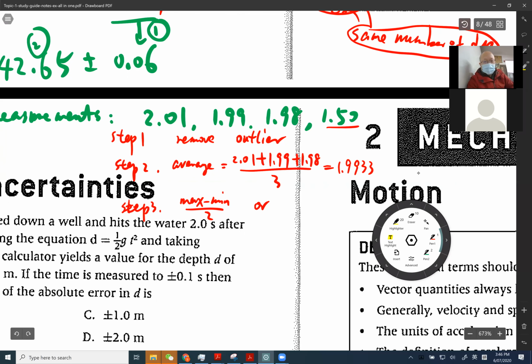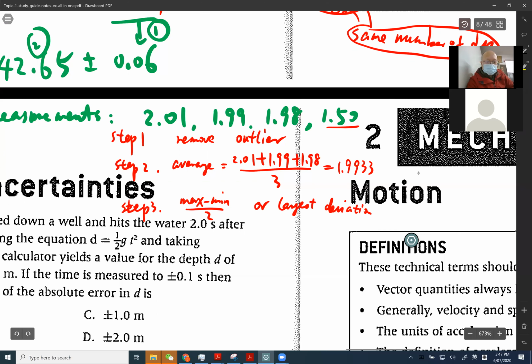Or largest deviation. Both acceptable. This is the uncertainty calculation. For example, we say, this is T, this is T, you got this as 4T, and this will be T average. This one will be the uncertainty in T. We use a triangle, delta.